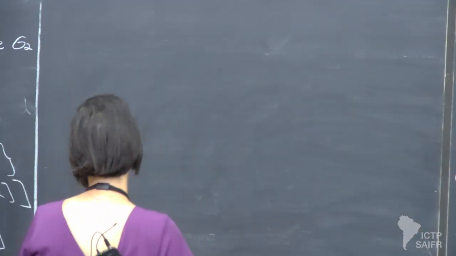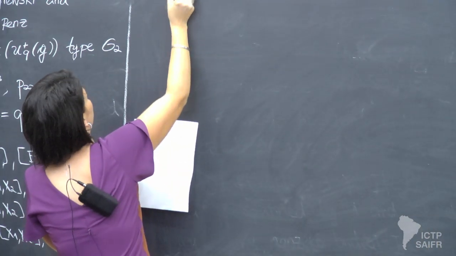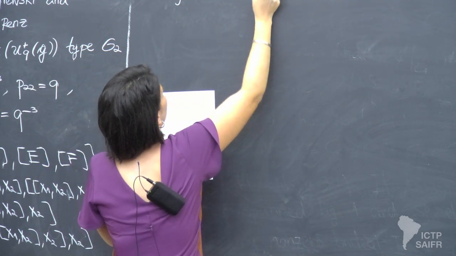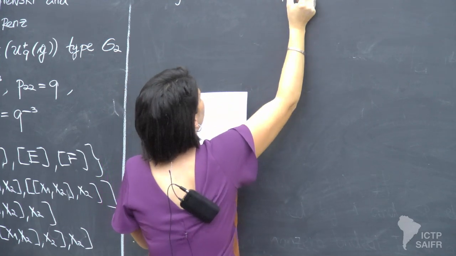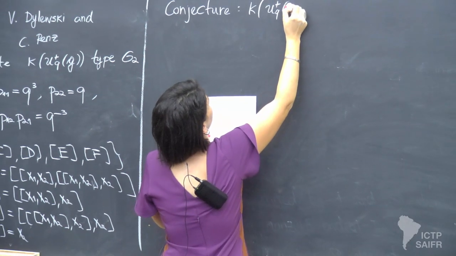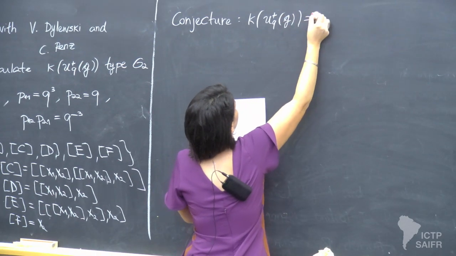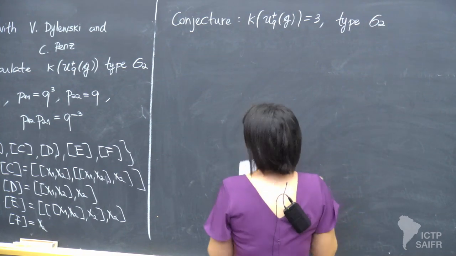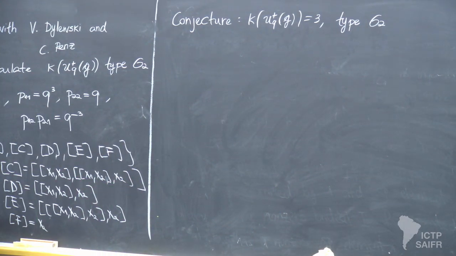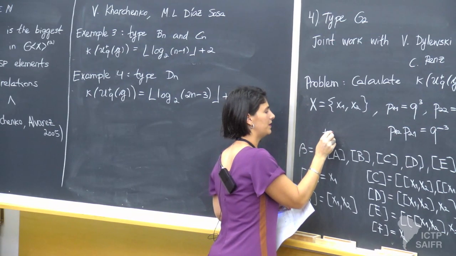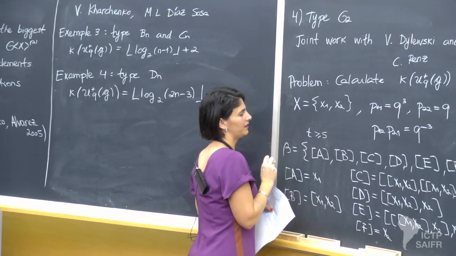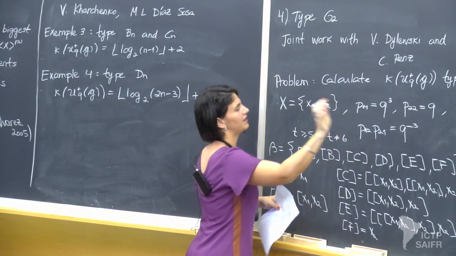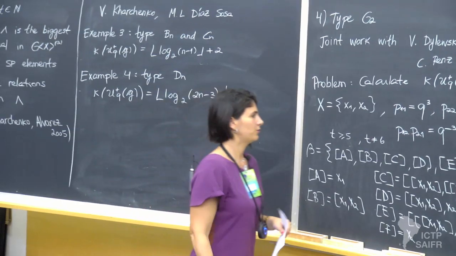So our conjecture is that kappa of uq of g equals 3 for type g2. I didn't write the restrictions on t. Here t has to be bigger than 5 and not 6. It can be 5, it cannot be 6, and then 7, 8, 9. We have no restrictions anymore.